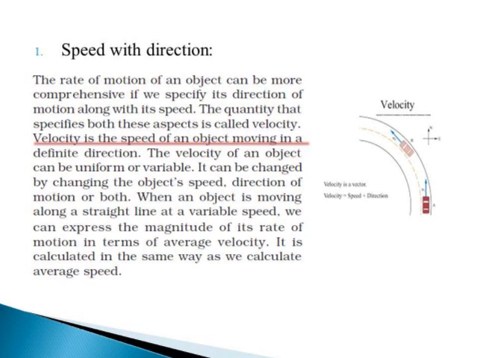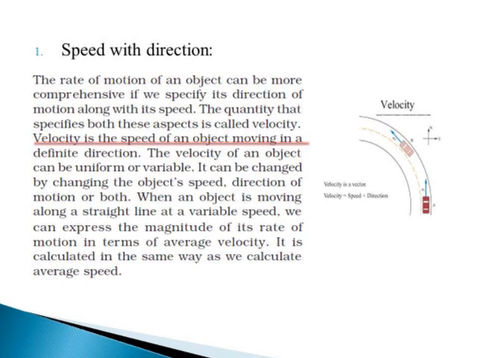Speed with direction. The rate of motion of an object can be more comprehensive if we specify its direction of motion along with its speed. The quantity that specifies both these aspects is called velocity. Velocity is the speed of an object moving in a definite direction. The velocity of an object can be uniform or variable. It can be changed by changing the object's speed, direction of motion or both.